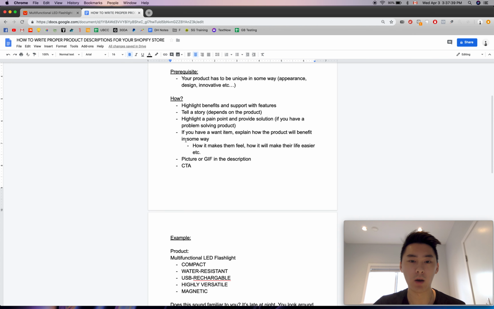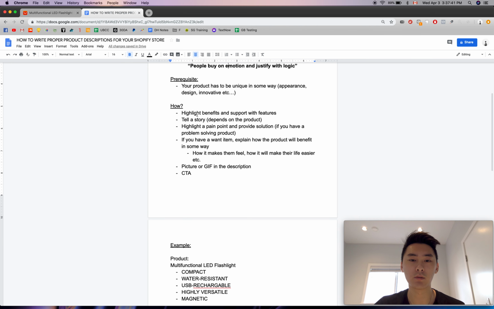Next we're going to talk about how we're going to do it. So first of all, like I said, we want to highlight the benefits of the product and support it with features. So you're going to include all the benefits, how it makes their life easier just by using this product, how it makes them feel, and things like that.